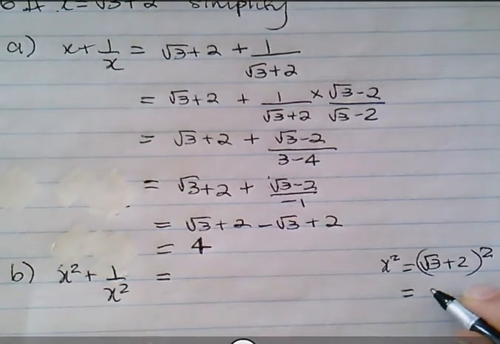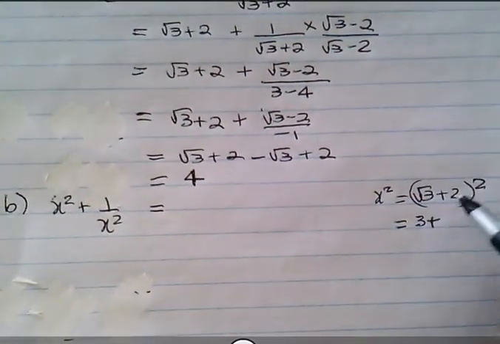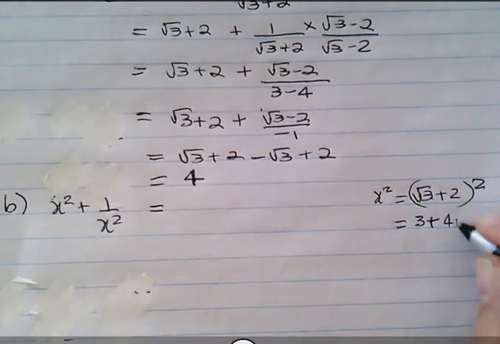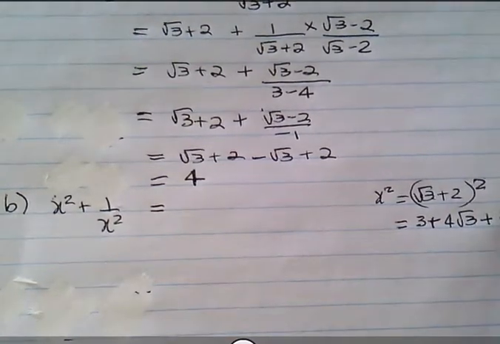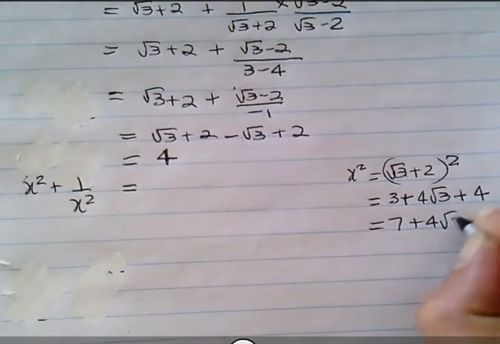Which is 3 plus what? Plus 2 times that, isn't it 4 root 3 plus 4? So x squared is 7 plus 4 root 3.